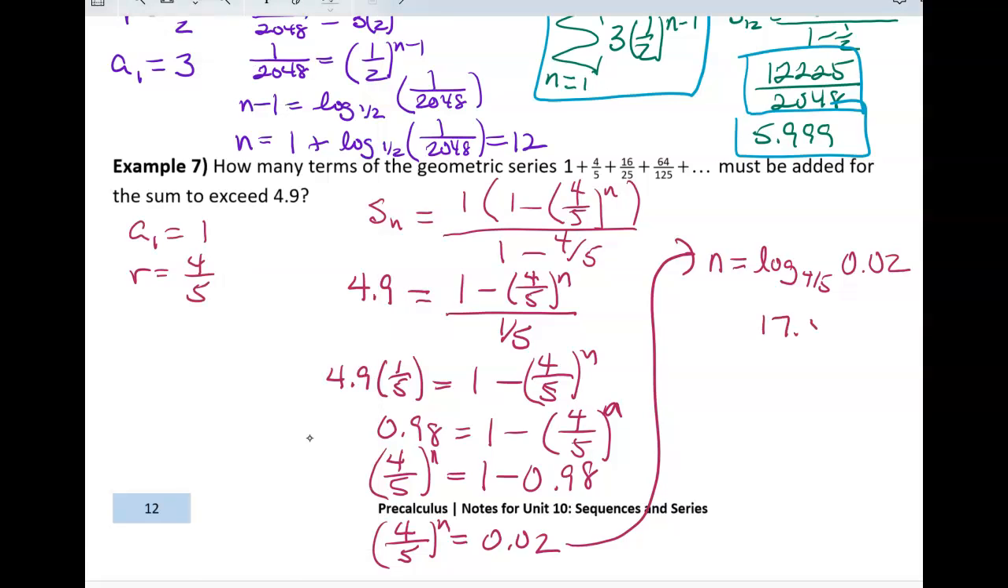17.53. And remember, n is a counting number, right? So do we actually have a number of terms where the sum adds up to exactly 4.9? No. But what we know is if we add only 17 terms, we won't quite get there. So we're going to need to add 18 terms in order for that sum to first exceed 4.9. And that's it for this lesson.